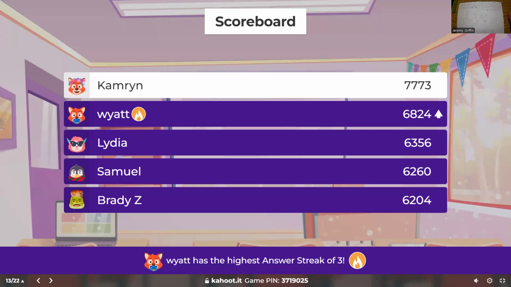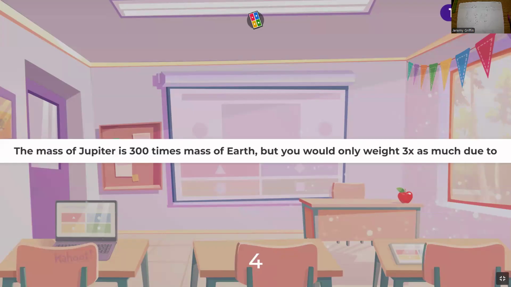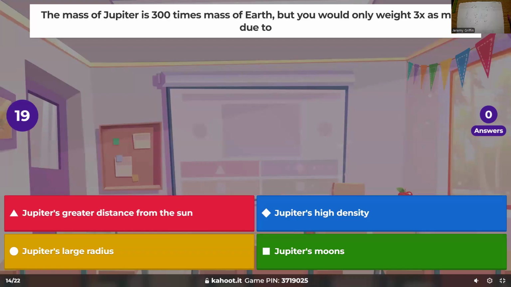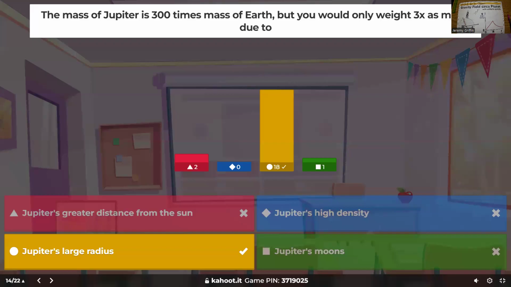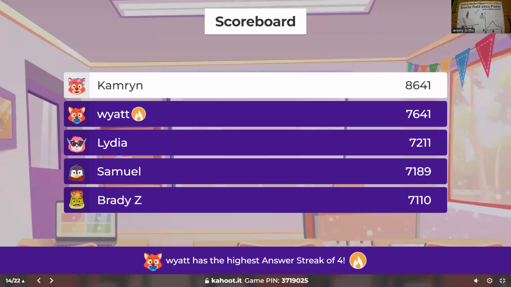I got Brady, Samuel, Lydia, Wyatt, Cameron. The mass of Jupiter is 300 times that of Earth, but you only weigh 3 times as much. Why? Yeah, large radius. There you go. All right, you good? Large radius. Looking good.